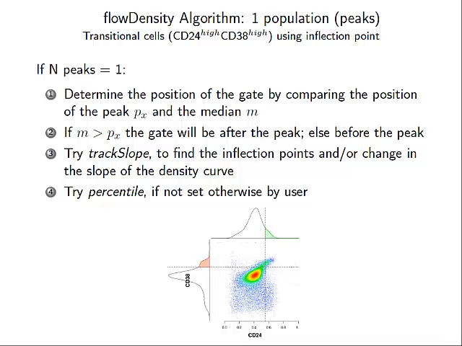This is why, if you're trying to find a rare population, that to me means you're doing diagnosis, and that means you need to do supervised discovery, which means you need a tool like FlowDensity. If you need to find something, that means you're doing discovery. You don't care if it's a rare cell population or not.